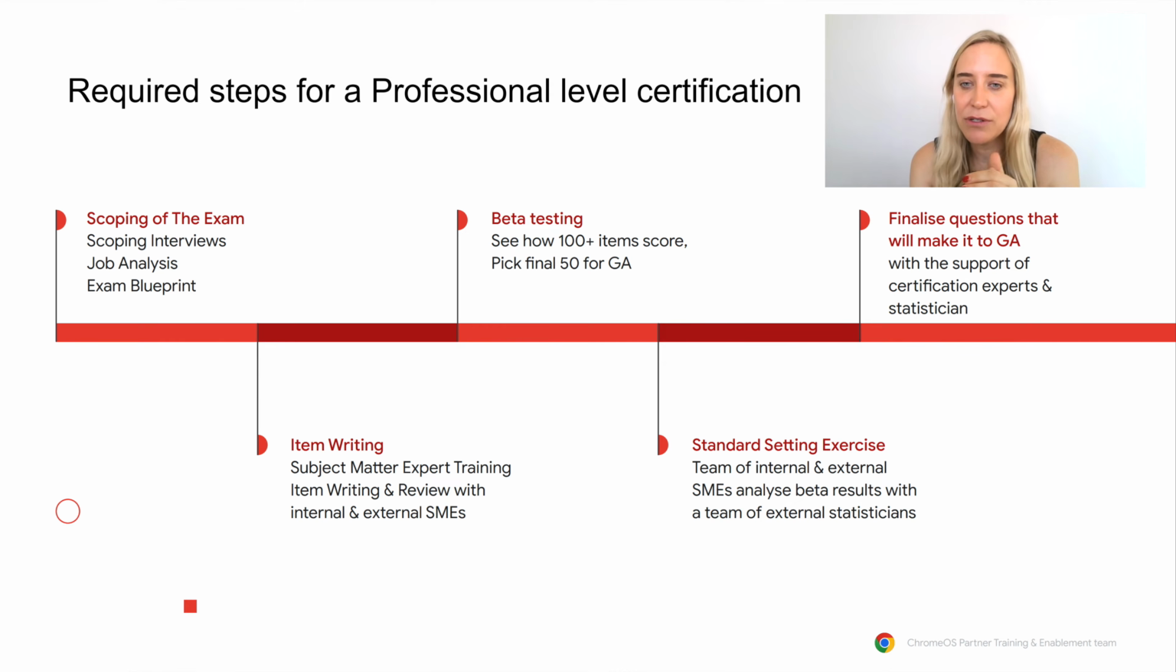After you get the beta results, you do a standard setting exercise with an external vendor. They are essentially statisticians, and their job is just to look at the bell curve of how people who took the exam passed or failed certain questions to decide what's too hard for the exam and what's too easy for the exam. And then we decide on what we call the cut score, which is basically the pass-fail rate.